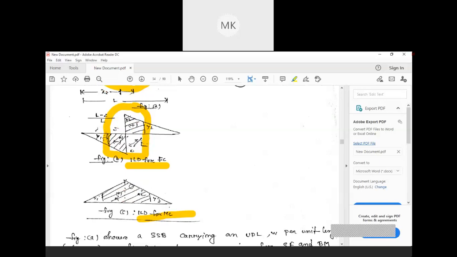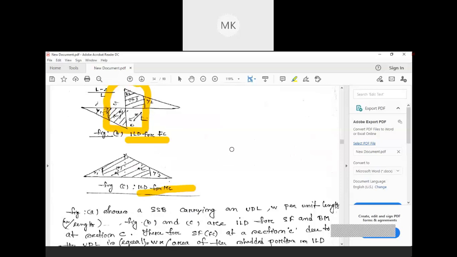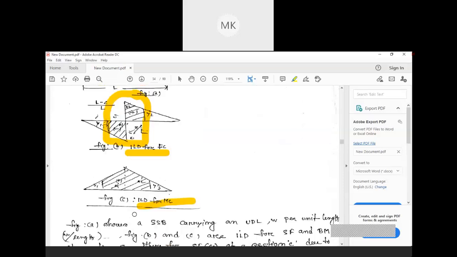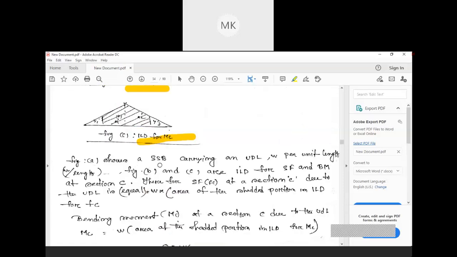This area, as you can see, the shaded portion, is the impact of that UDL. Let's go through how we need to calculate this. See, there are three figures: figure A, figure B, and figure C. Figure A shows a SSB carrying a UDL W per unit length, as you can see in the figure. Figures B and C are the ILD for SF and BM at section C.